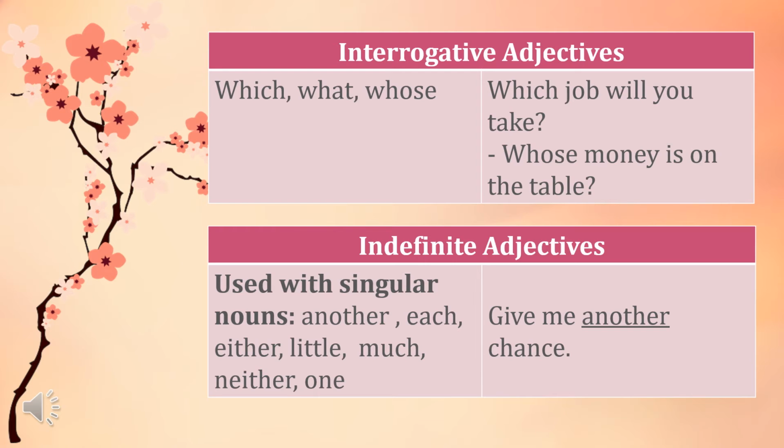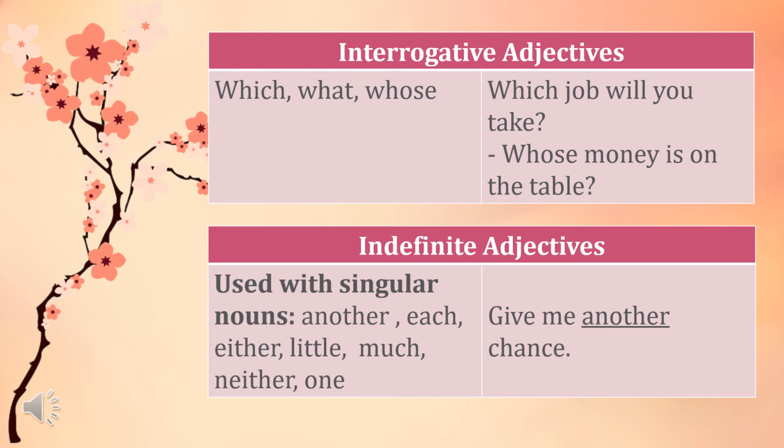Let's have interrogative adjectives. In interrogative pronouns, we have which, what, whose, where, when, why, and so on. Now here, in this sentence, we have, which job will you take? In this one, the interrogative pronoun which acts as an adjective because it modifies the noun job. Another example, whose money is on the table? Just like what I have said a while ago, the interrogative pronoun whose modifies or describes the noun money. Now we're done with interrogative.